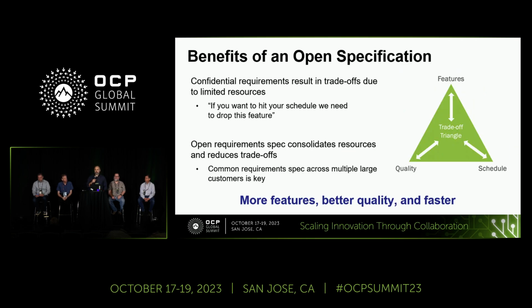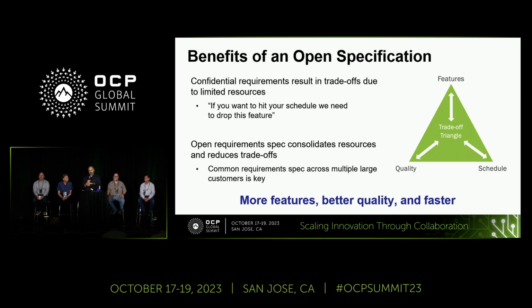So I talked about some of the problems. Let me talk about some of the benefits of having an open specification. Back to the confidential requirements. That results, of course, in a lot of trade-offs because all the suppliers have very limited resources. And so when we would go through a gap analysis with our specs, we would hear customers or suppliers come back and say, well, if you really want to hit the schedule you're trying to hit with this drive launch, you really need to drop this feature or that feature. We can launch it later with a new firmware update, things like that.